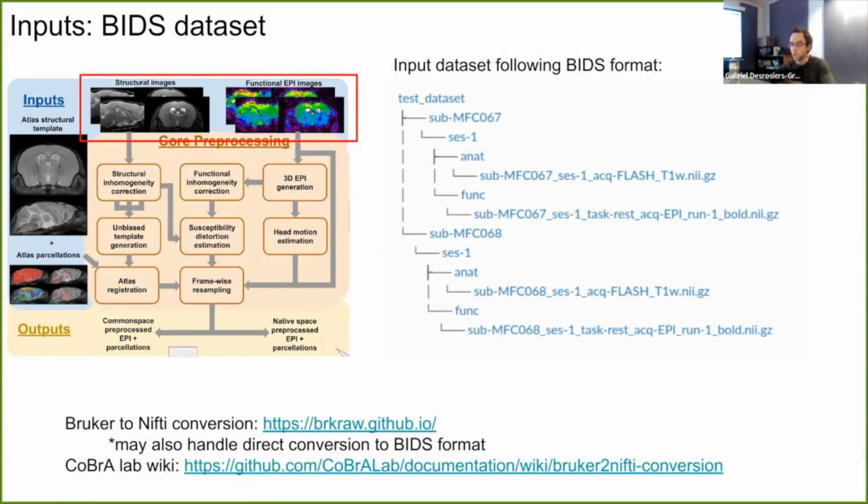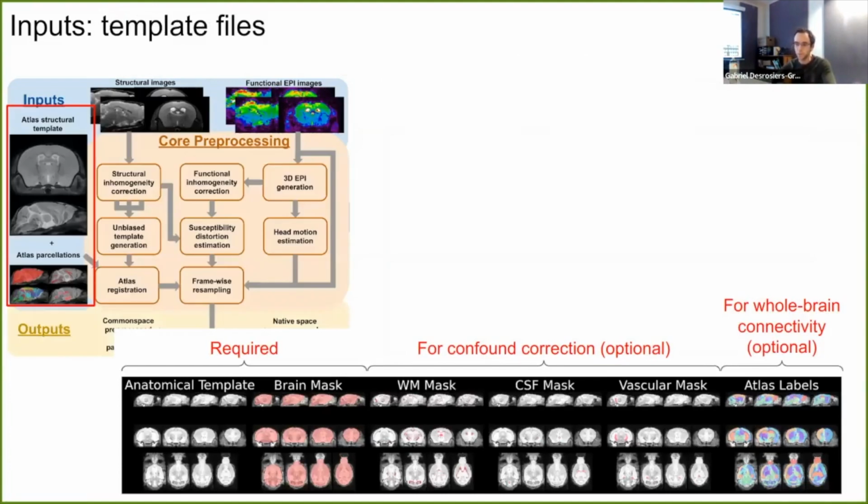So that defines really the images that you're providing as input from your dataset. And the other important input to consider is going to be the reference template together with the parcellations for that template. So I'm showing here below the default mouse template that's already available when you install RABIES, where the required inputs that you really need to specify are, of course, a proper structural template together with the whole brain mask.